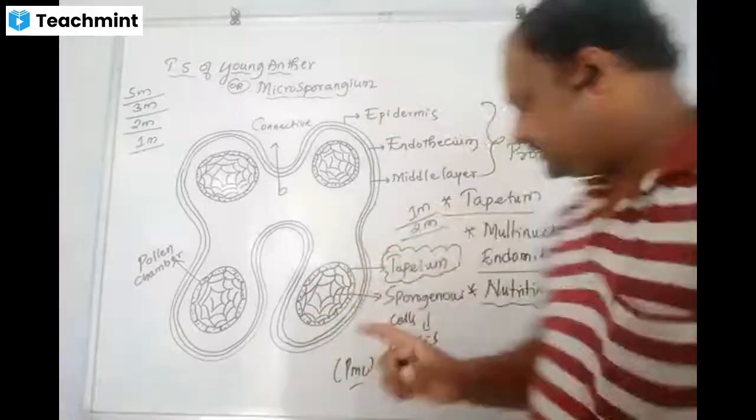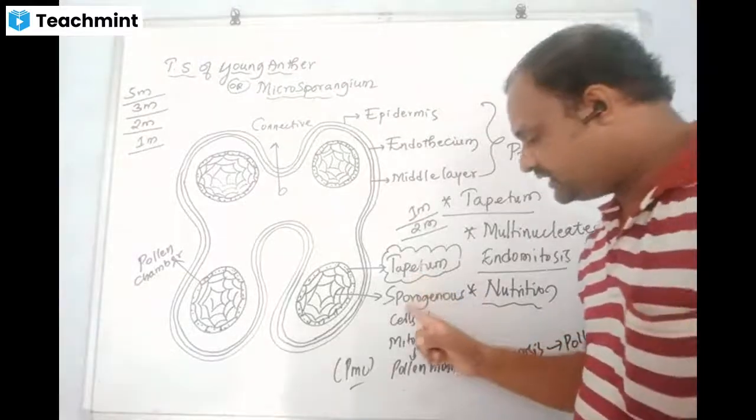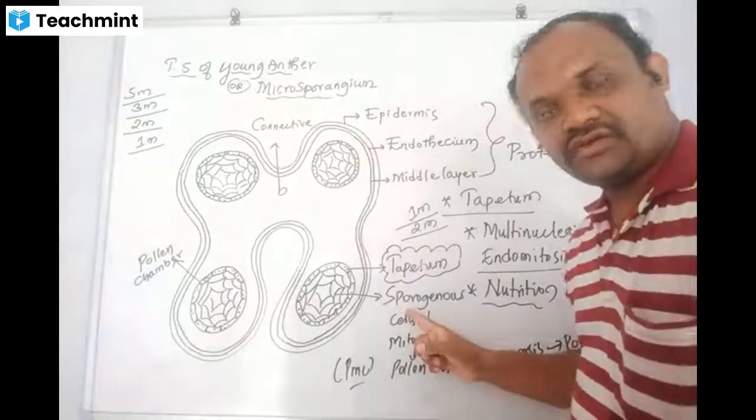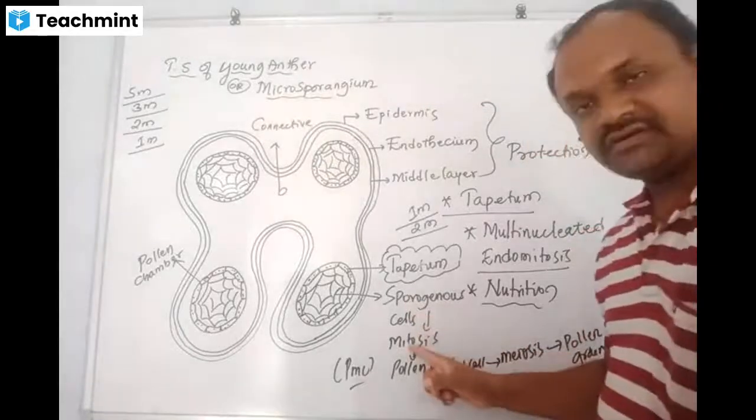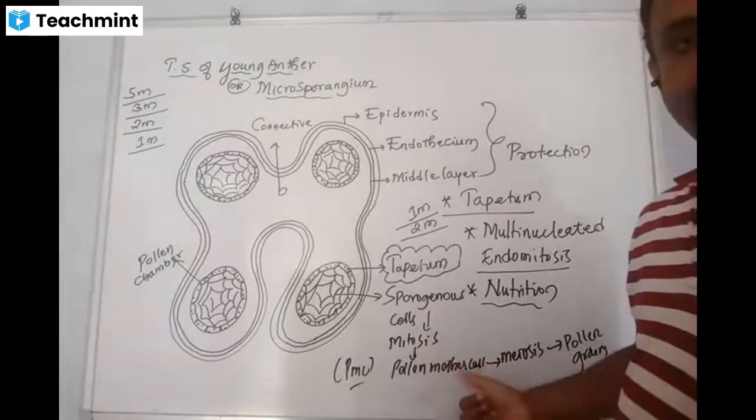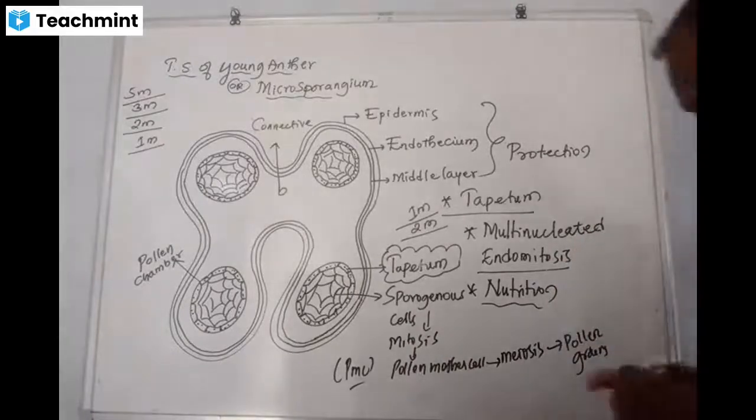So where does that energy come from? From the tapetum cells. The tapetum cells provide the energy and the reserve food material to the sporogenous cells to undergo mitosis and develop the pollen mother cell. Clear? So this is the second function.